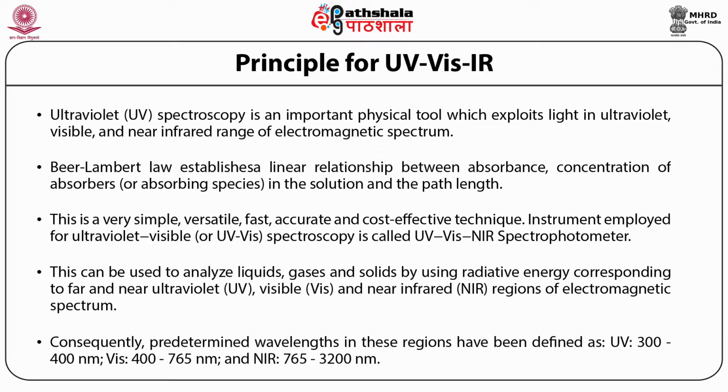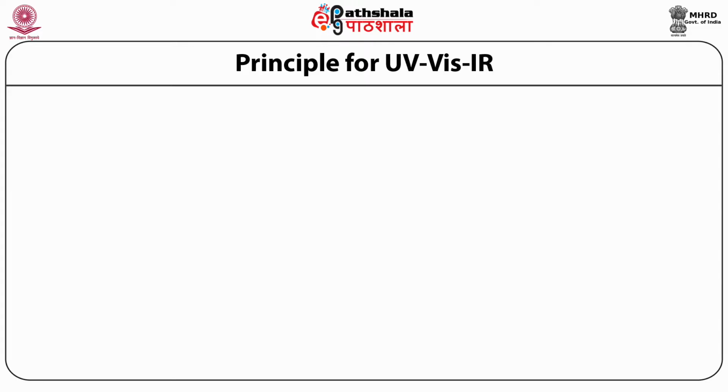Consequently, predetermined wavelengths in these regions have been defined as UV 300 to 400 nanometer, visible 400 to 765 nanometer, and NIR 765 to 3200 nanometer. So let us now discuss it in more detail.